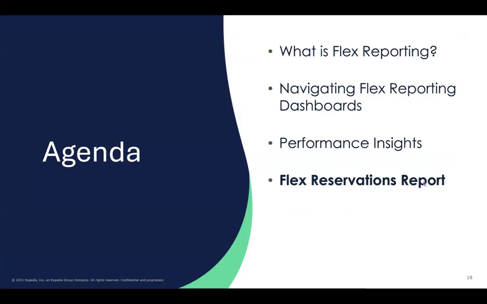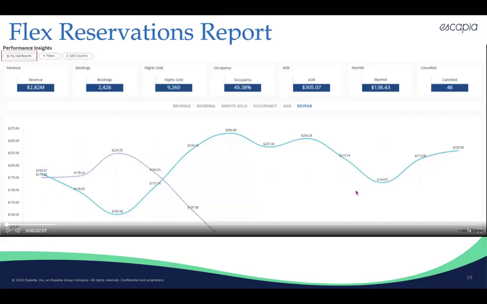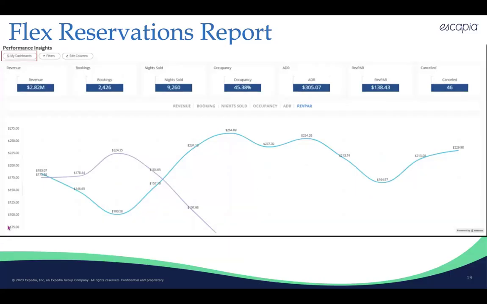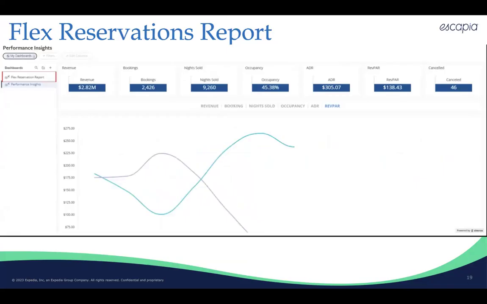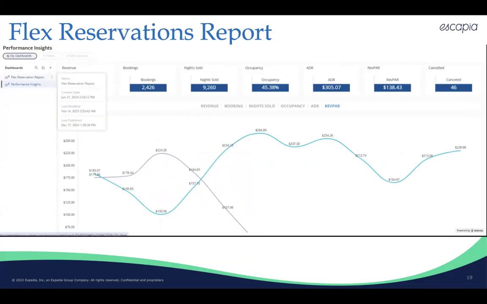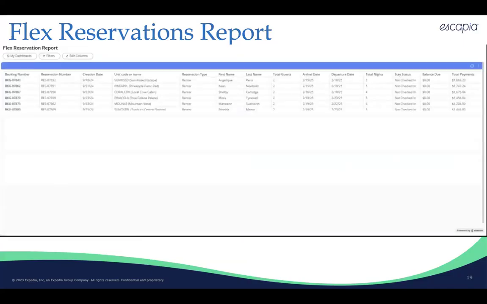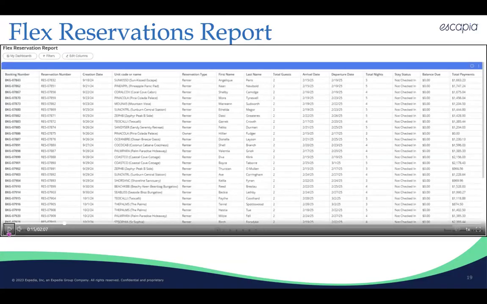Next, we have the Flex Reservations Report, another favorite part of this of mine, personally. So first, let's talk about how to get to the Flex Reservations Report. You can do that by clicking on My Dashboards on the top left that we talked about previously. Once you click on that, you simply click on the option called Flex Reservation Report. And then you'll notice it'll load, and this is what you're going to see.